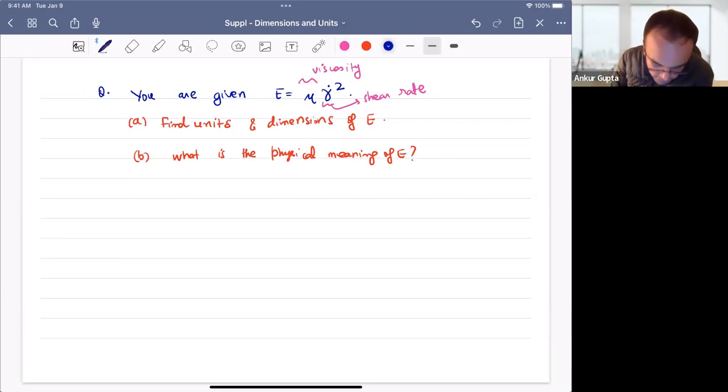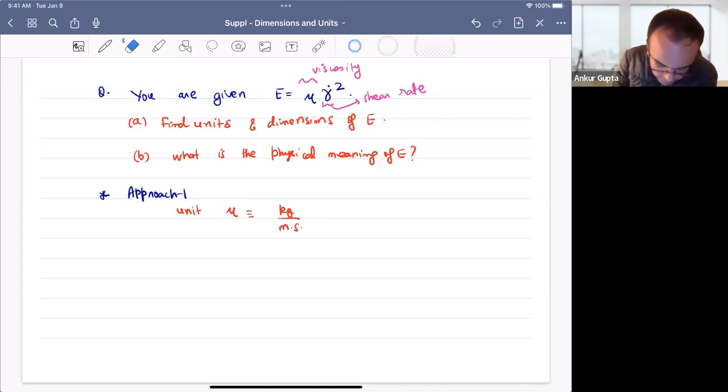So let's begin on how to think about this. I'll give you two different approaches and you can take either of them, it doesn't matter which approach you choose. The idea is to better understand how to apply dimensions and units. So let's take the first approach. Approach one, where you say, I want to find the units. I know the units of mu are kilogram per meter second. Remember that this is something we had derived in class.